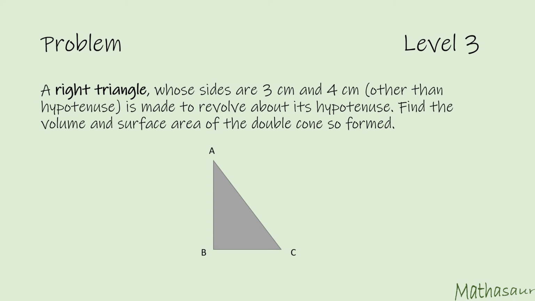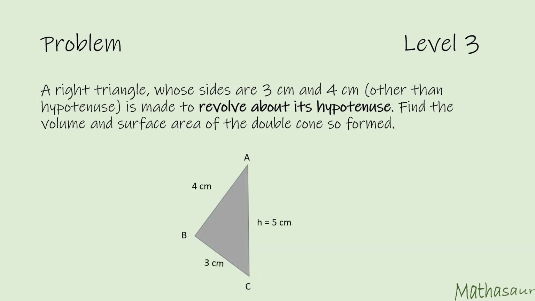Alright, something interesting is going to happen. We have a right triangle, but we are not rotating it along one of its shorter sides. The shorter sides are given as 4 cm and 3 cm. I can easily figure out my hypotenuse using the Pythagoras theorem. Now I am going to revolve this triangle along its hypotenuse.